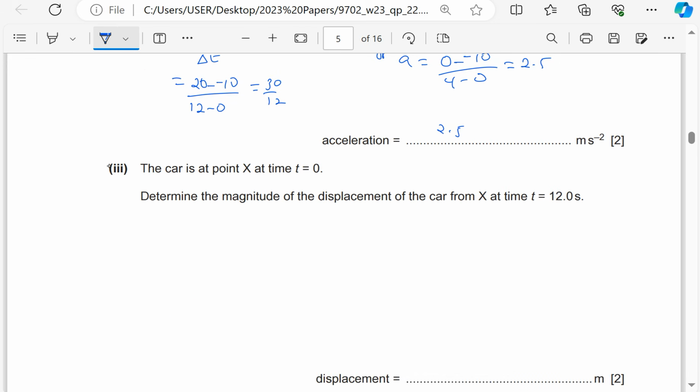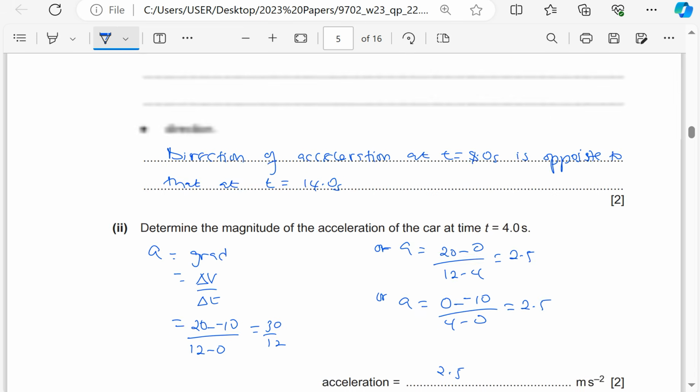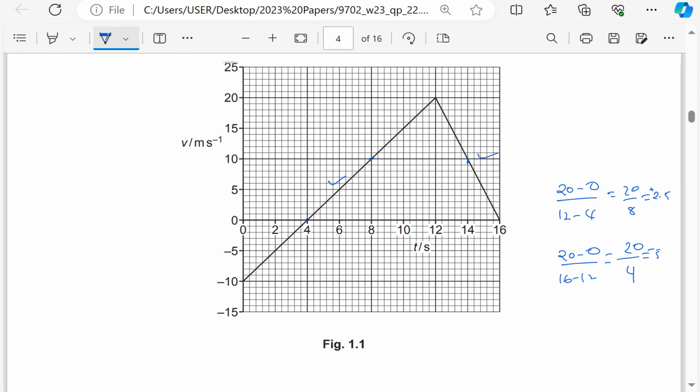Then the car is at point x at time t equals 0. Determine the magnitude of the displacement of the car from x at time t equals 12 seconds. So we want total displacement from 0 to 12. Displacement is a vector quantity. This part here shows distance in one direction, and this part here shows distance in another direction. So the difference is going to be the displacement, and the distance is the area under the graph.